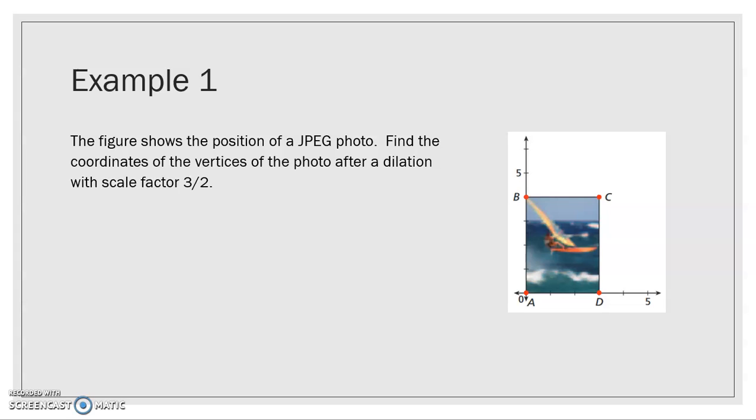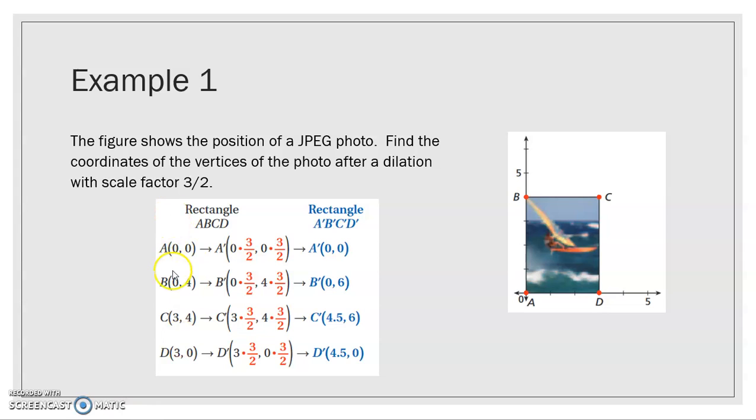So here's example 1. The figure shows the position of a JPEG photo. Find the coordinates of the vertices of the photo after a dilation with a scale factor of 3/2. So what we need to do is find these corner points and then take each of those ordered pairs and multiply the x and the y by 3/2. So try and do that. Pause this video, do that, and then come back to check your answer.